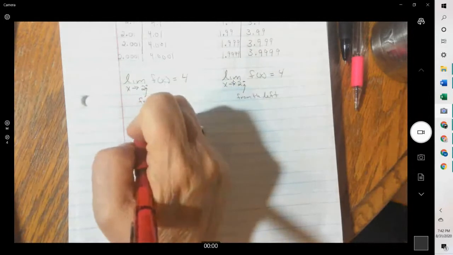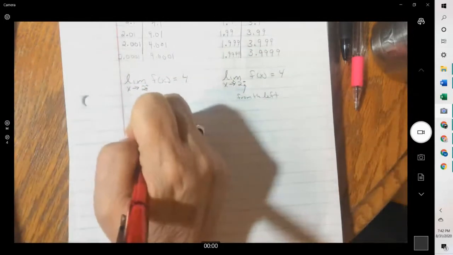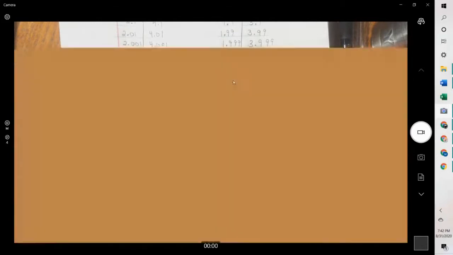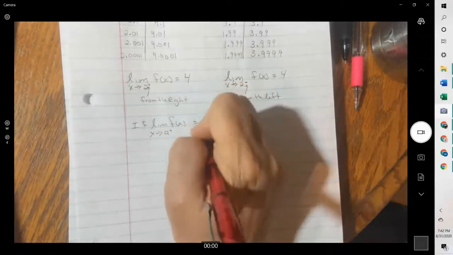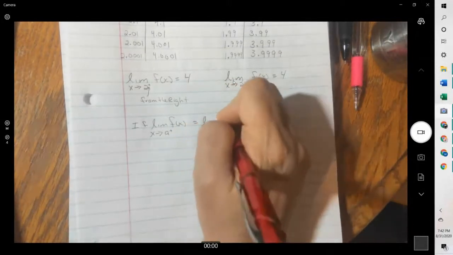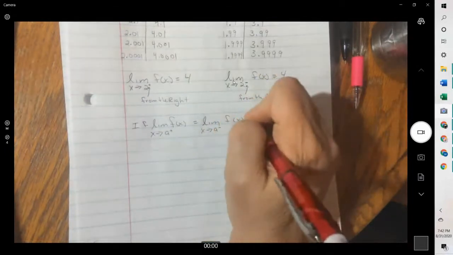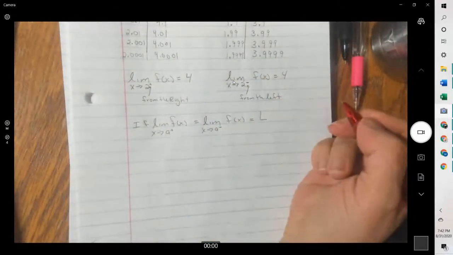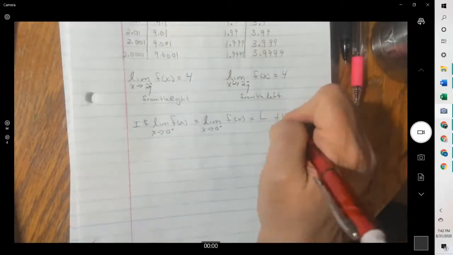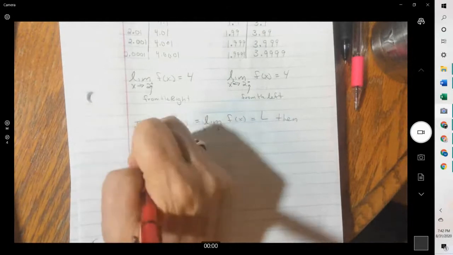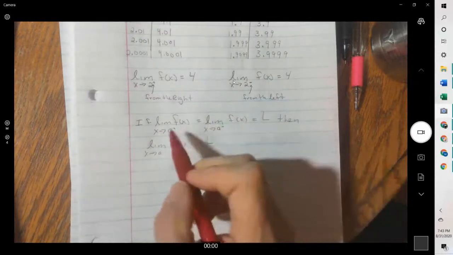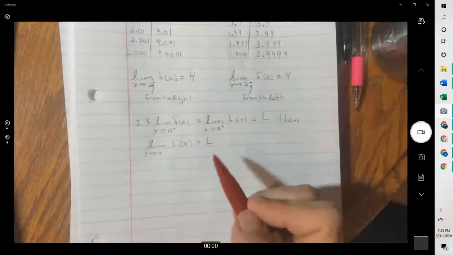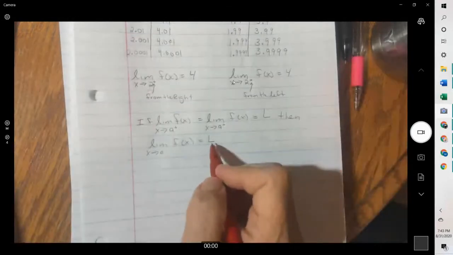Now, another theorem, I guess: if the limit of a function as x approaches a value from the right equals the limit as x approaches the same value from the left, they both equal the same value, we'll say L, then the limit as x approaches A is L. So from the right and the left are the same, even if f of A does not exist, we can find the limit at that value.